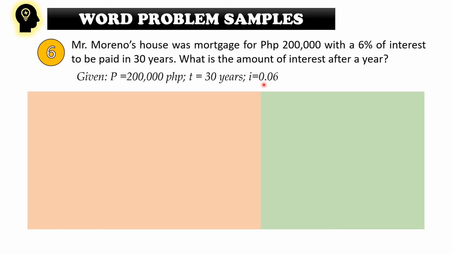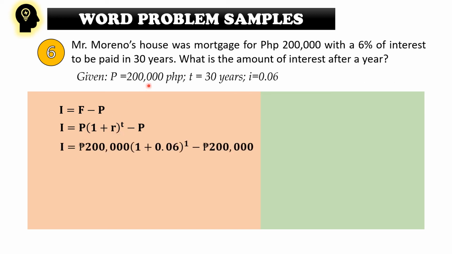Since mortgage talks about compound interest, and we are asked to find the interest after a year, we are going to use this formula: I is equal to F minus P. And since there is no future value indicated in the problem, we must express F as P times the quantity of 1 plus R raised to T. Kung saan ito naman ang ating formula in compounding interest in finding the future value. With this, we can now substitute the given values.